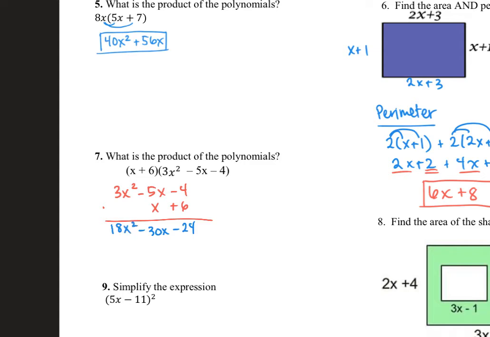And now we're going to multiply out the x. So x times negative 4 is negative 4x. X times negative 5x is negative 5x squared. And then x times 3x squared is 3x cubed. Now we add straight down. So I have negative 24 here. Negative 30 and negative 4 is negative 34x. 18x squared minus 5x squared is 13x squared. And then I have a positive 3x cubed.